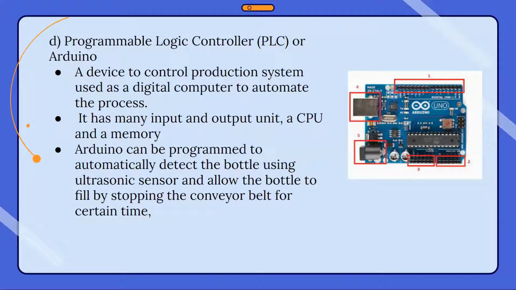This machine also has a programmable logic controller, PLC, or Arduino, a device to control the production system, used as a digital computer to automate the process. It has many input and output units, a CPU and a memory. Arduino can be programmed to automatically detect the bottle using an ultrasonic sensor and allow the bottle to fill by stopping the conveyor belt for a certain time.